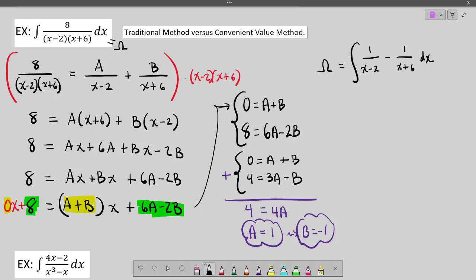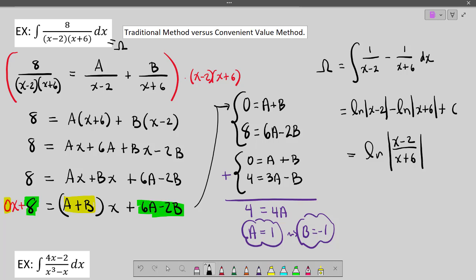Both of those fractions are in log form. Their derivatives are the numerator. So this will be natural log absolute x minus 2 minus natural log x plus 6 plus c. And we can combine these with a log property. And that log property says that if you're taking a difference, you can turn it into division. And that'll be our antiderivative.